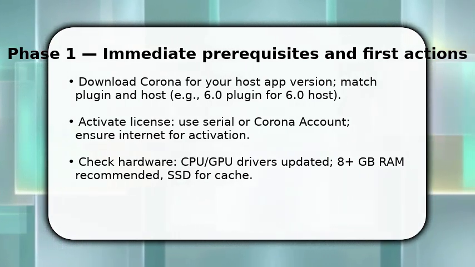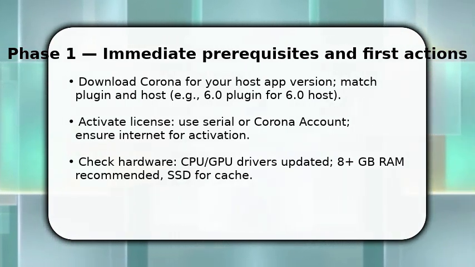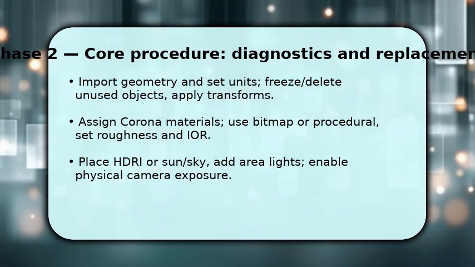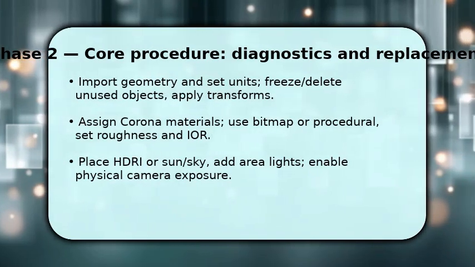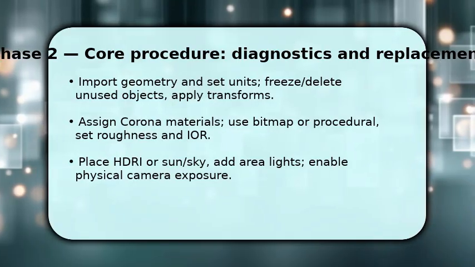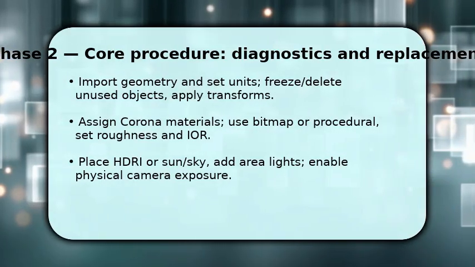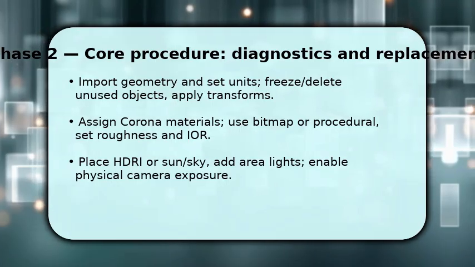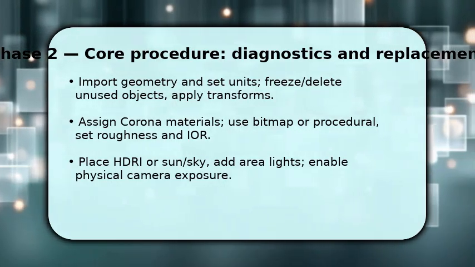You now organize the scene, clean imported geometry, apply transforms, and set consistent units so scale-dependent controls behave predictably. Next, assign Corona materials, use bitmaps for albedo, adjust roughness and IOR for realistic reflections.